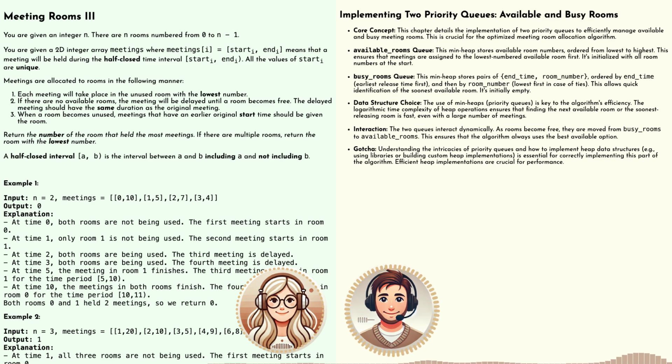Got it. So we've got these 2 queues, one for available rooms and one for busy rooms. Each one neatly sorted based on our criteria. But how do we actually use them to solve the problem?